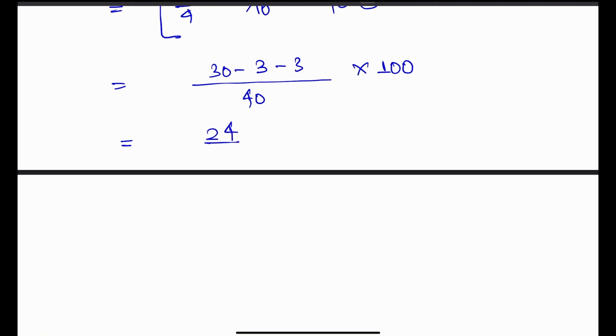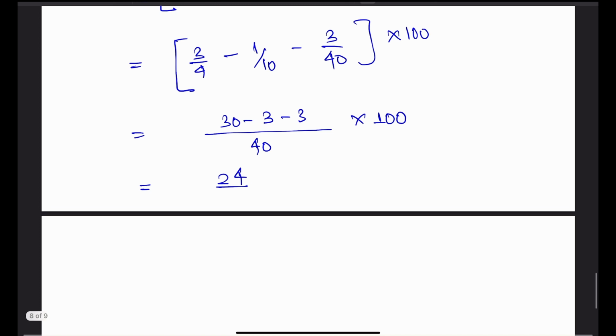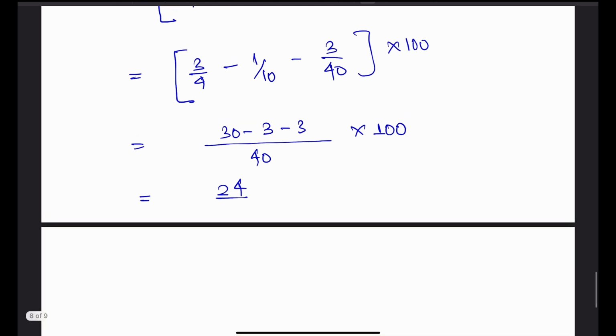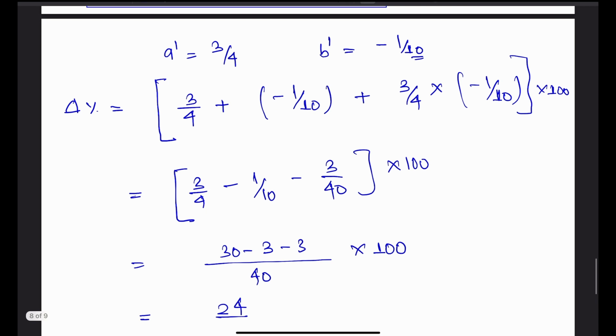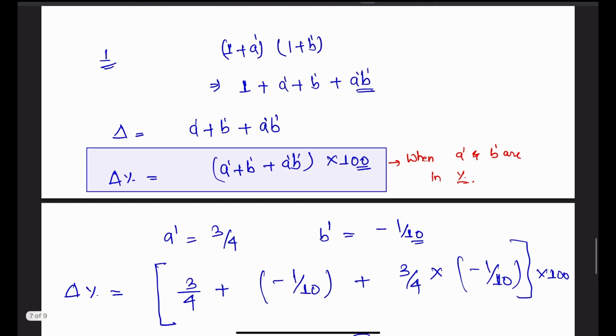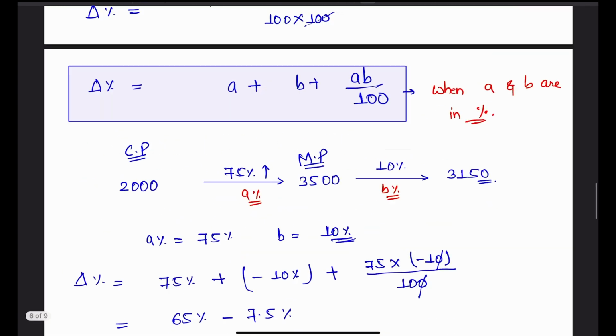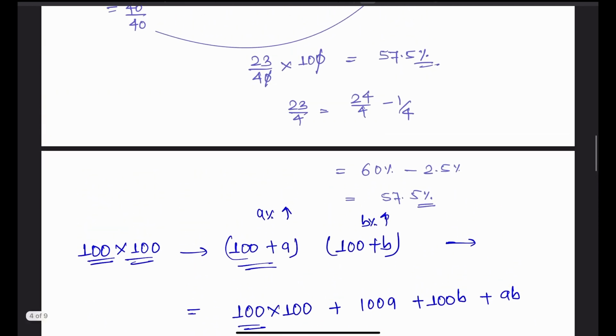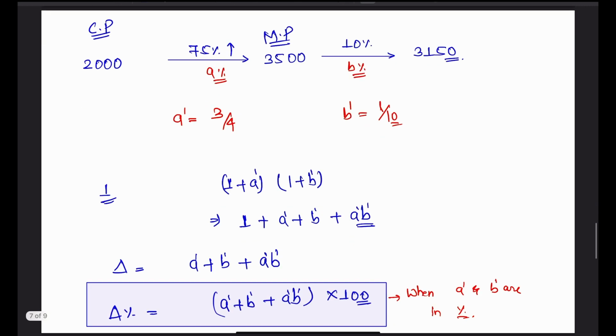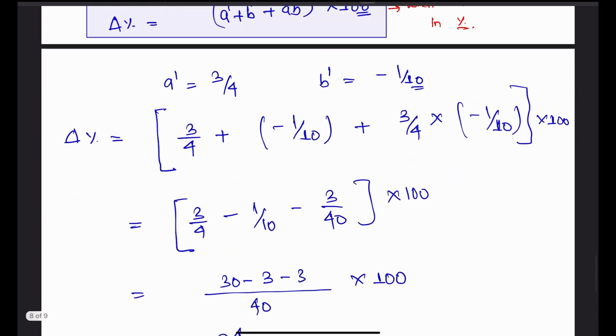Did I make any mistake? 3 by 40, that's also correct. 3 by 4, 3 by 4, 30. So here, how much did I get the first time? 23 by 4, right? So there are some mistakes.